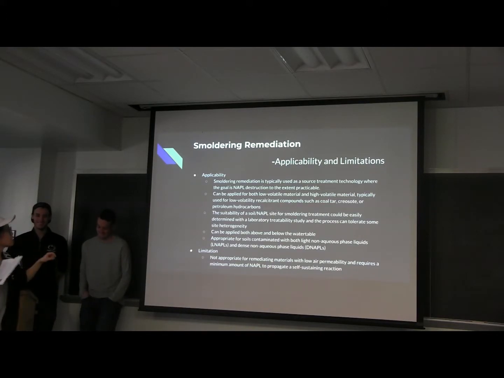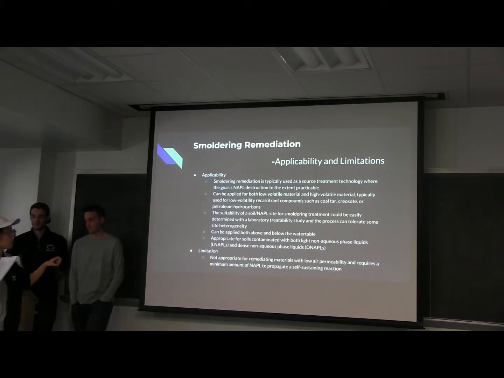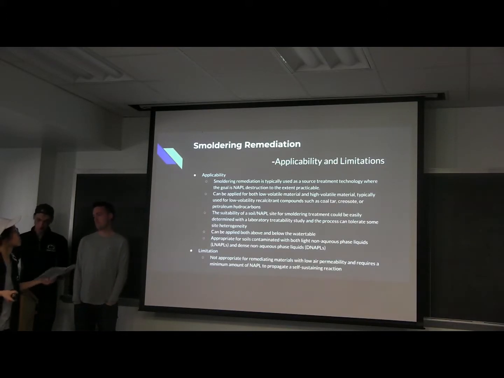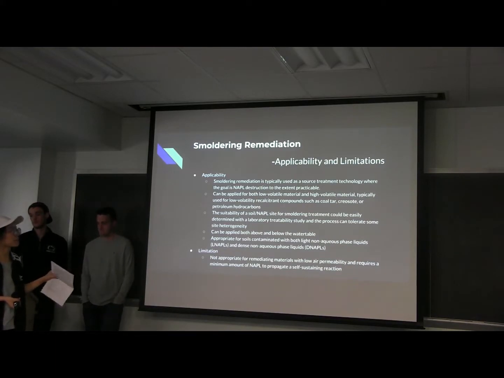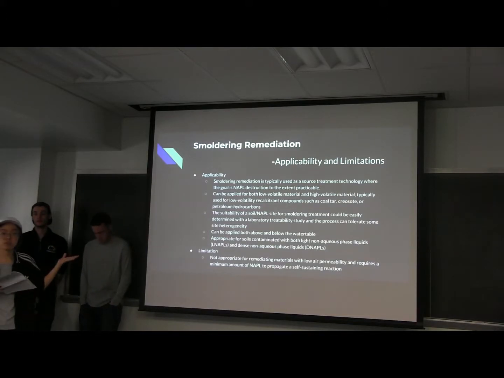And smoldering remediation is typically used as a source treatment technology where the goal is the non-aqueous phase liquid destruction, or to the extent practicable. And it can be applied for both low volatility material and high volatility material. It is typically used for low volatility material such as coal tar and petroleum hydrocarbons, because for low volatility material we don't need other supplements.